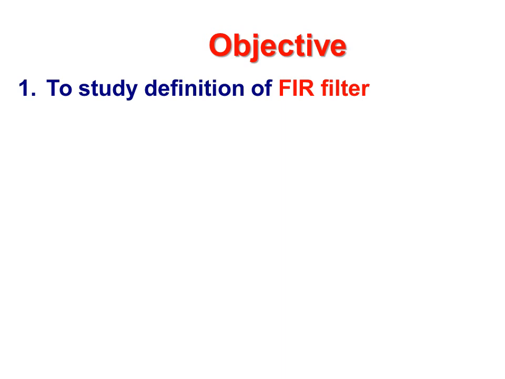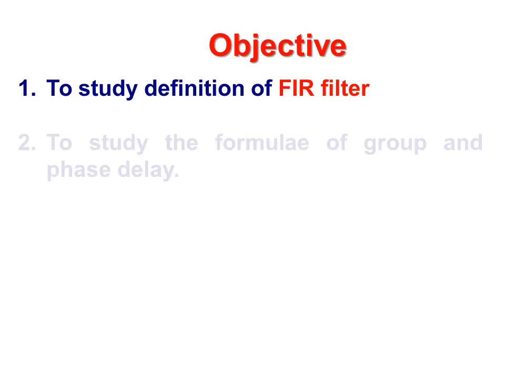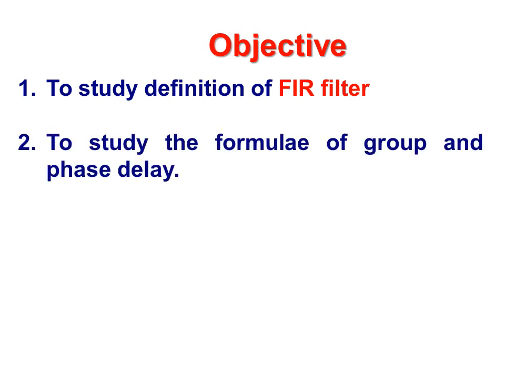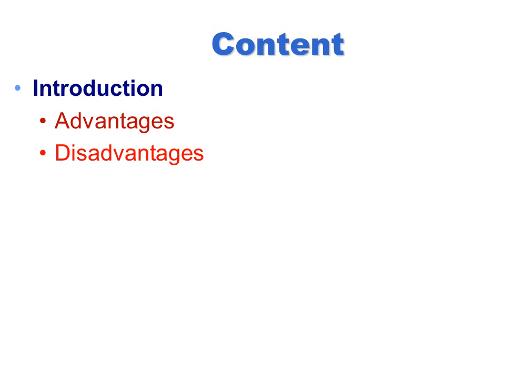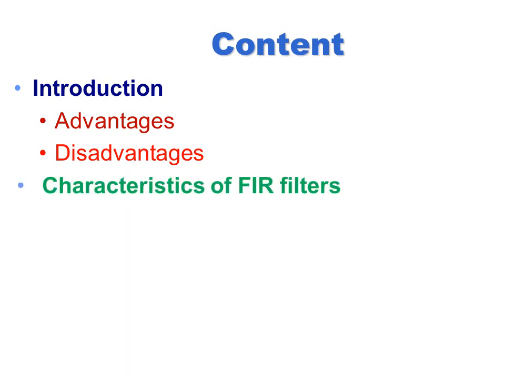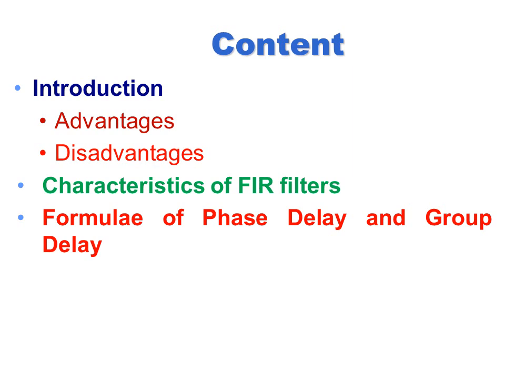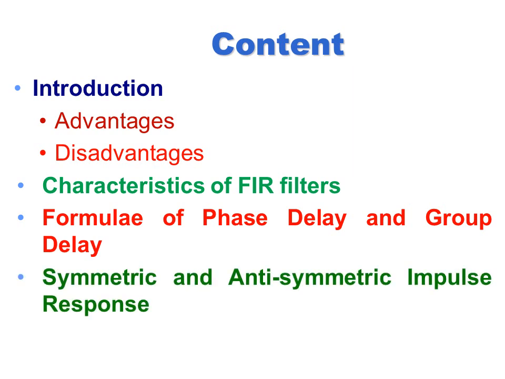So the objective of this session is to study the definition of FIR filter, to study the formula for group and phase delay, and to have an idea about the symmetric and anti-symmetric impulse response of the given FIR filter. The content of this video lecture is an introduction to FIR filter, its advantages, disadvantages, characteristics of FIR filter, formula for phase and group delay, symmetric and anti-symmetric impulse response, and a typical example.